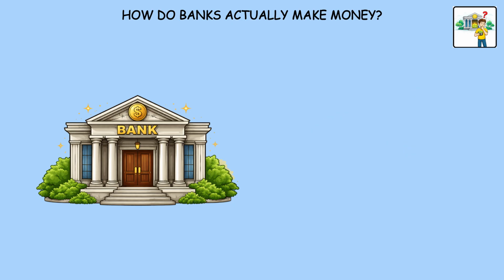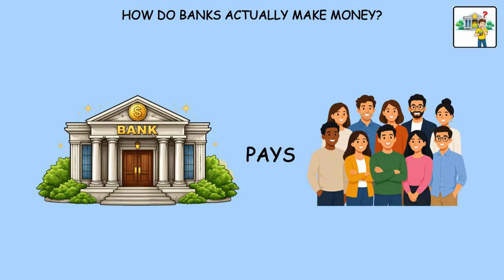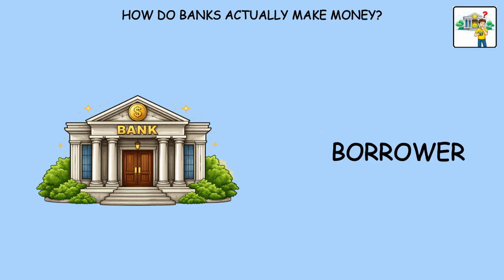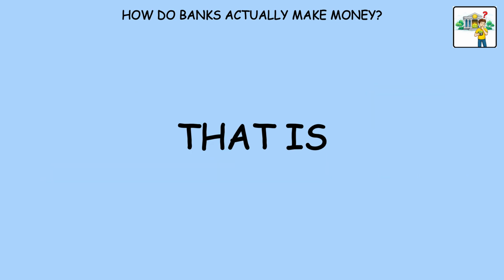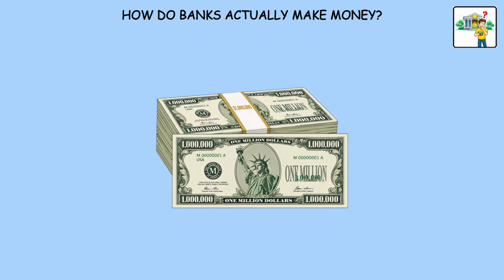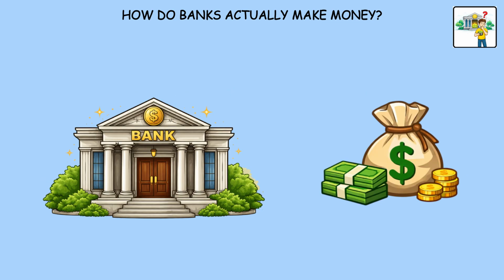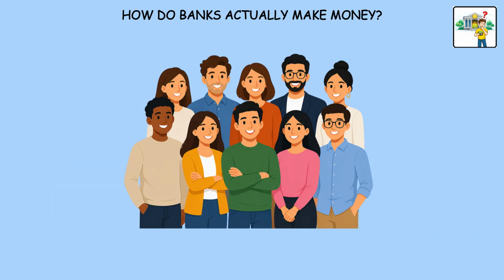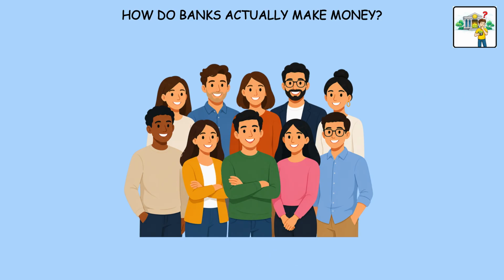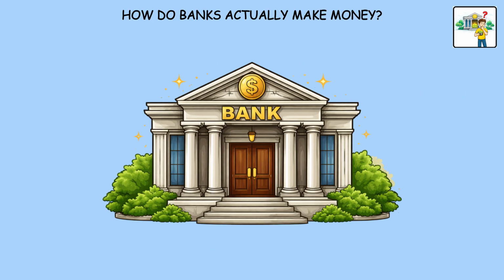The secret sauce is the spread. The bank pays you a tiny amount of interest for keeping your money there, say 1%, but they charge the borrower 7% for that same money. That 6% difference? That is where they make their billions. But they don't stop there. Banks also generate massive revenue through fees, overdraft fees, service charges, and credit card interest. It's a system built on the fact that not everyone will ask for their money back at the exact same time. As long as the community remains stable, the bank continues to act as the ultimate middleman of the economy.